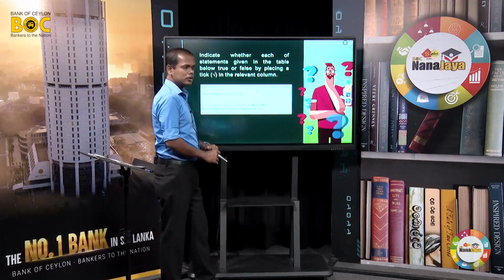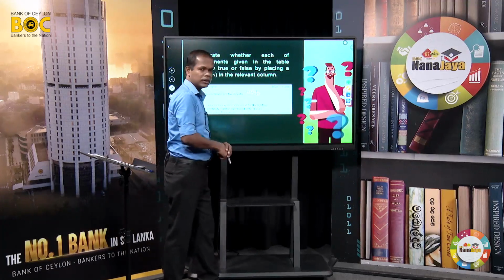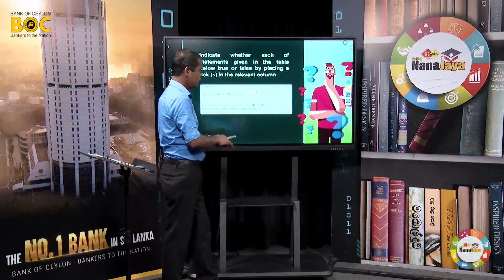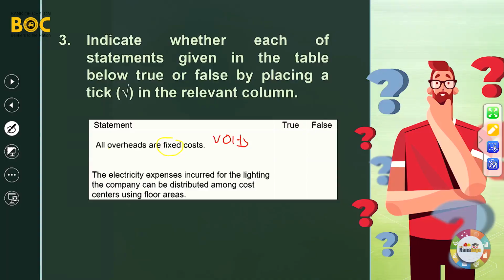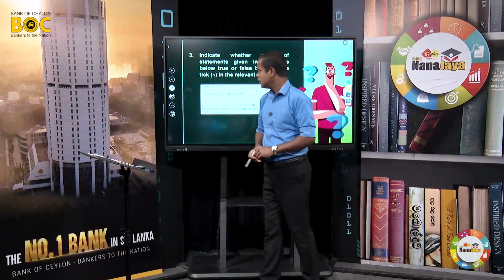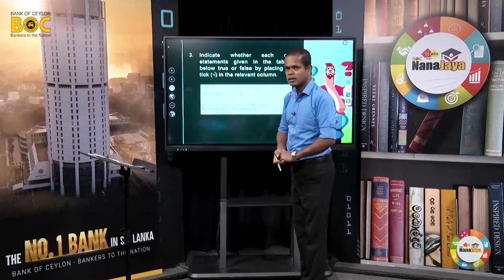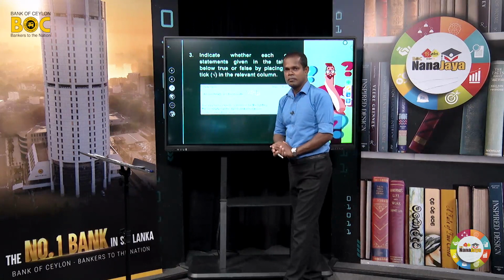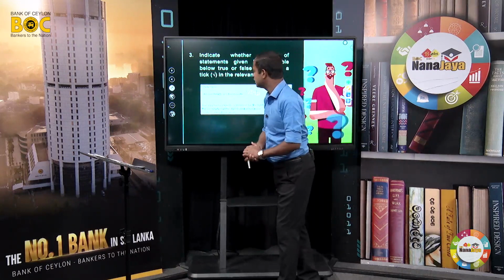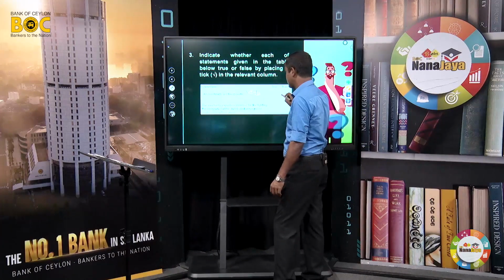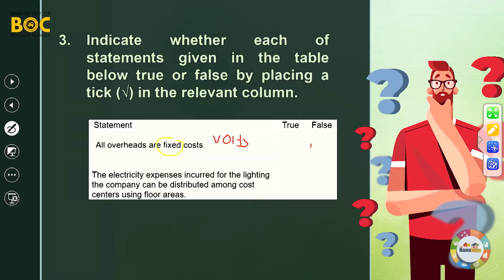Certain fixed overheads are also there. If you take factory rent, it's fixed. Factory insurance is fixed. Depreciation is fixed. But electricity bill, telephone bills and water charges are variable. So statement number 1 is false.